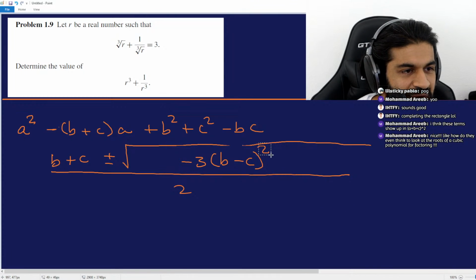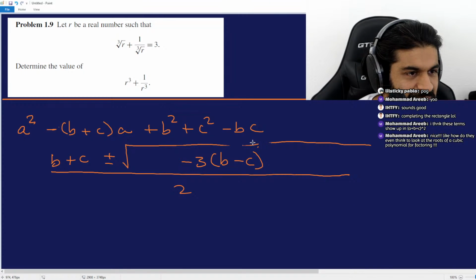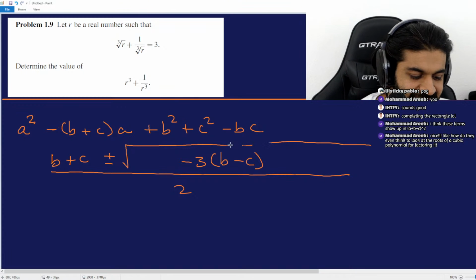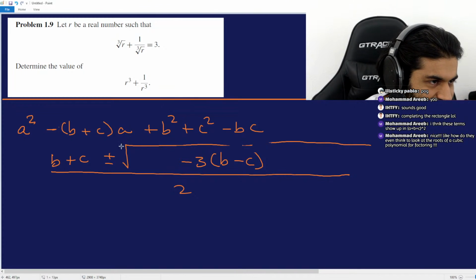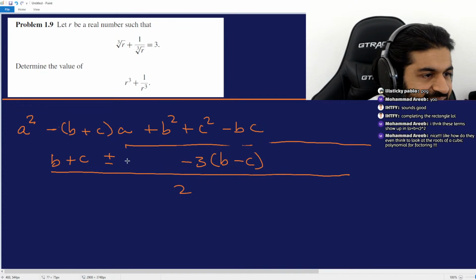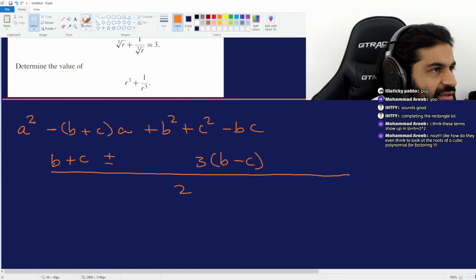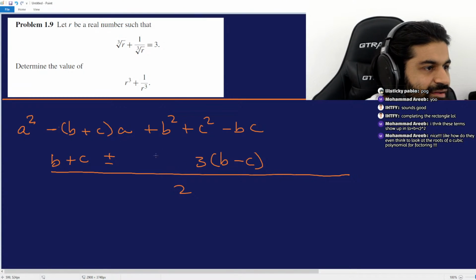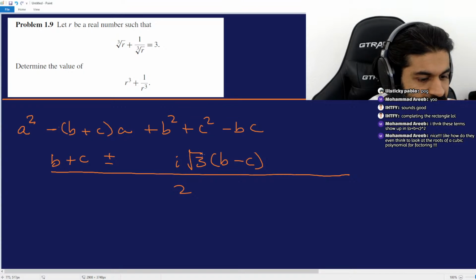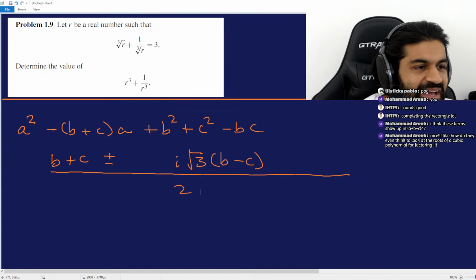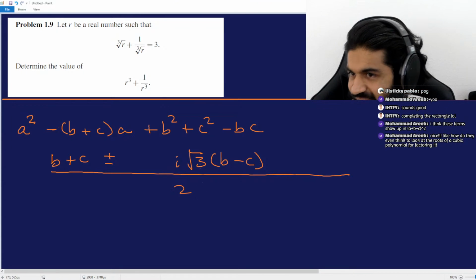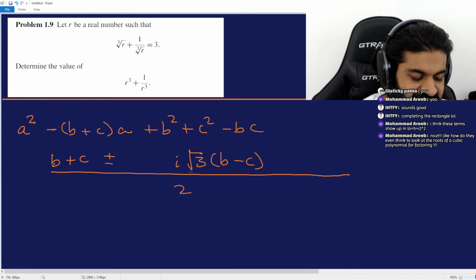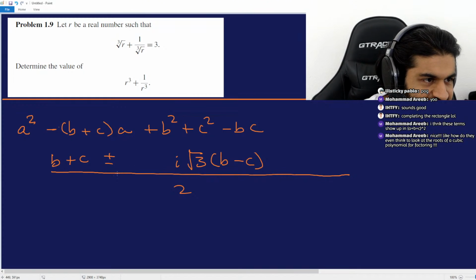So you can get rid of the squared part, right? So this is going to be b minus c, and, well, I, right? So I square root of 3. This is going to be I square root of 3, which, let me rewrite this, okay? Let me split this into its two constituent roots. So what are the roots of this polynomial?